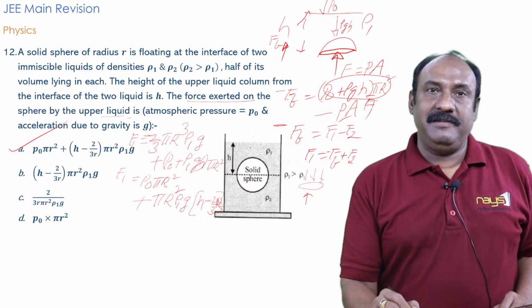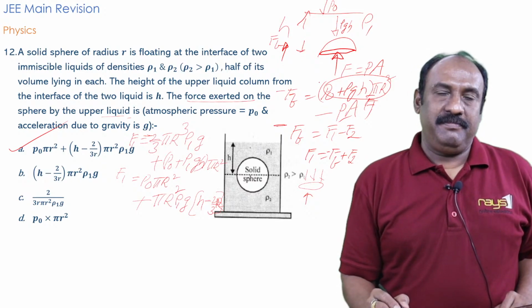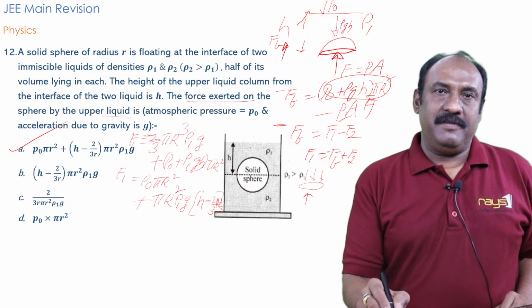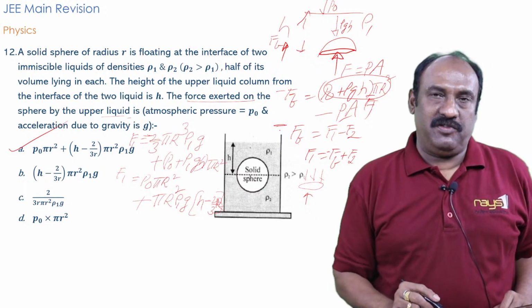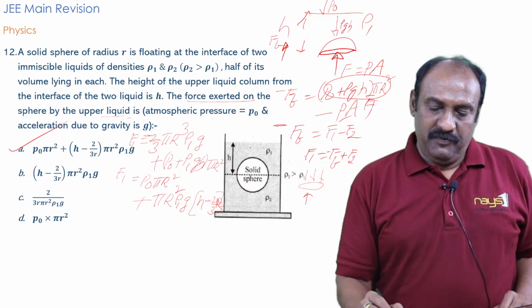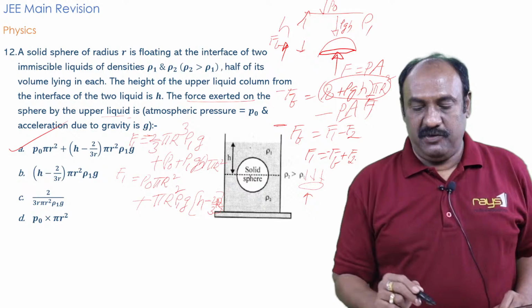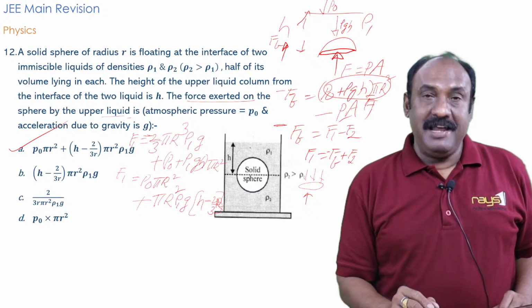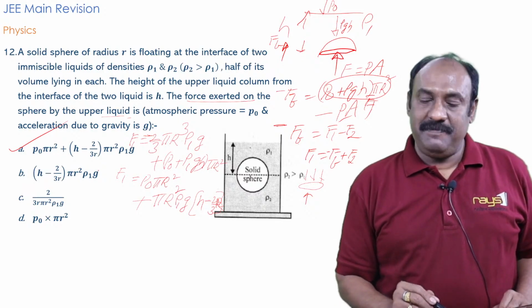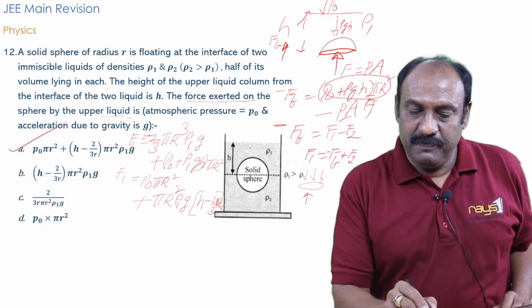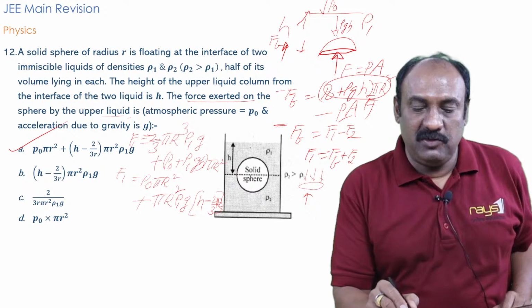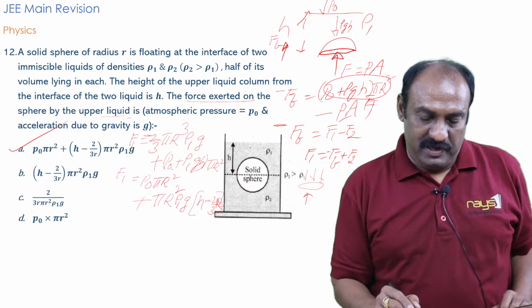Here I have written F1 minus F2 as minus Fb. I want Fb, so F2 minus Fb will give the buoyant force here. Due to that, F1 is equal to minus Fb plus F2. Therefore, it is minus 2 by 3 pi r cubed rho 1 g plus F2, which for this one is P naught plus rho g h into area of cross section pi r square.